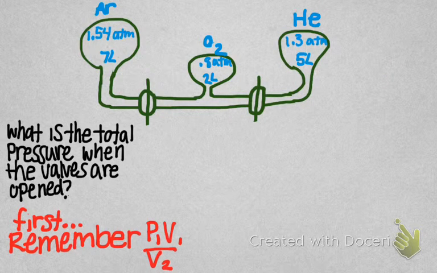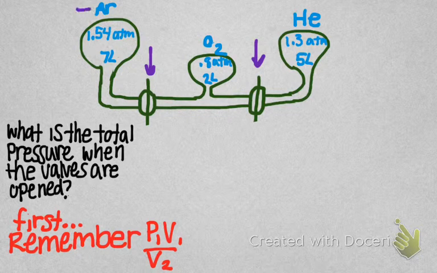Now, here's an example of what a total pressure problem might look like. The question is, what is the pressure when the valves are open? If you can't tell by my artistic skills, here are the valves that I'm talking about. Going back to the slides that we've done before, we want to remember for each individual pressure, our equation P1 V1 over V2.